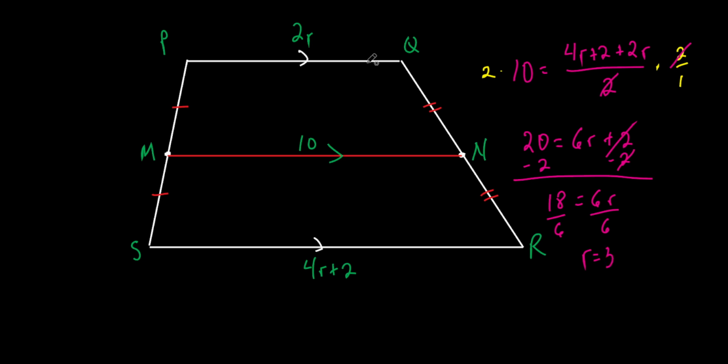No. They ask you to find the lengths of the two bases. We already know MN, which is 10. So how do I find this right there? 2r. So what's that going to be? It's going to be 6. What's this going to be? 4 times 3, which is 12, plus 2 is 14. Let's see if this middle one actually is the average. 6 plus 14 is 20, divided by 2 is 10. It does work, doesn't it?